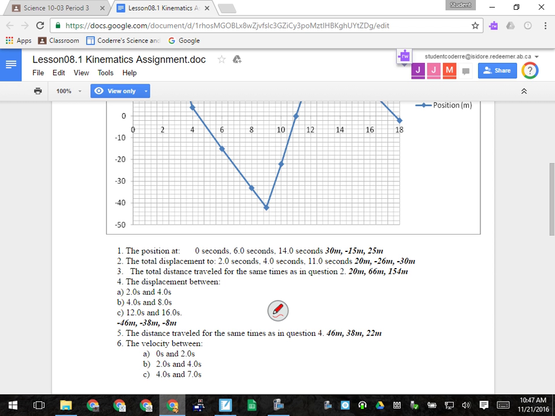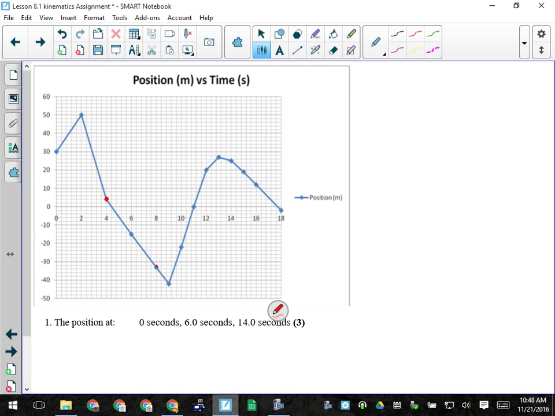Okay, so let's do a quick review of that. Remember that velocity is the displacement over the time. So let's say between 2 and 4 seconds, we're looking for the velocity between 2 and 4 seconds. Okay, so we'll erase those 2 marks.